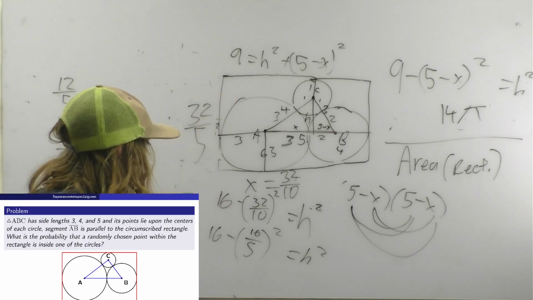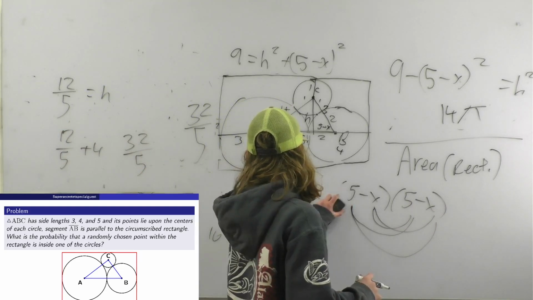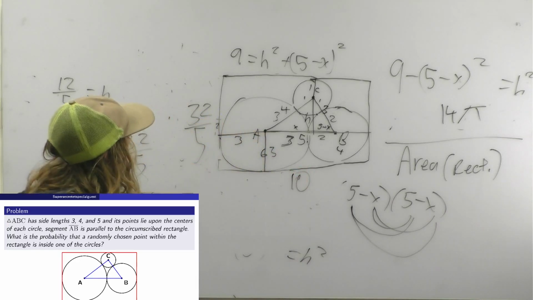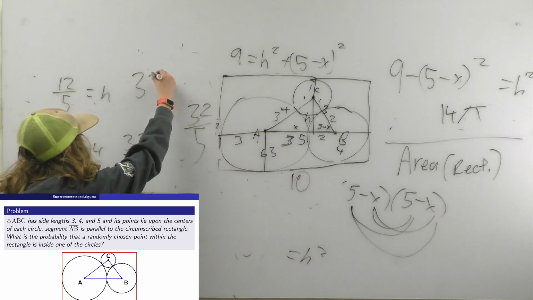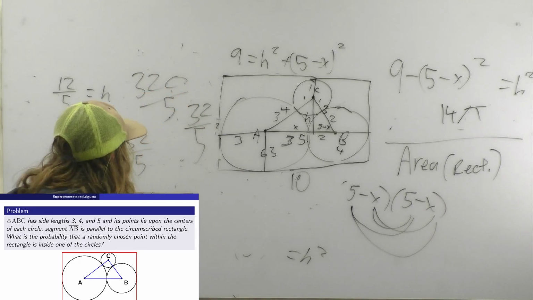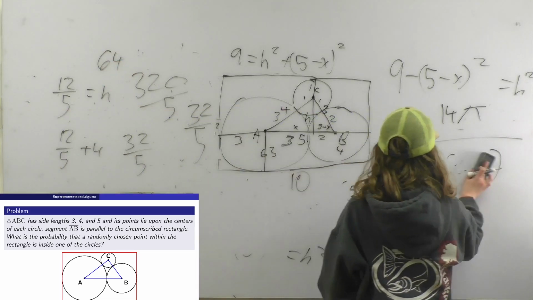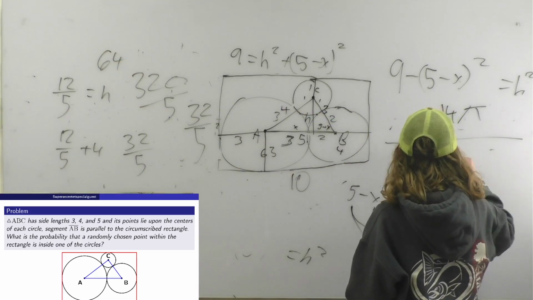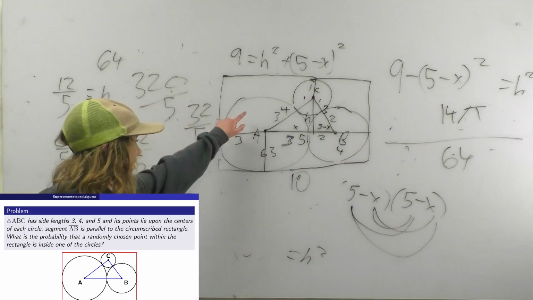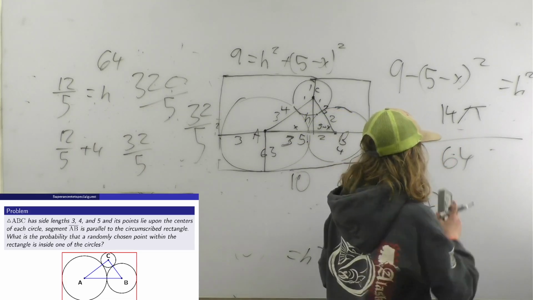And then now we just need to find the area of the rectangle. We said that this bottom length was 10. 10 times 32 over 5 is 320 over 5. And then we can just divide that to get 64. So that means, finally, our answer of the probability of putting a random point inside one of the squares is 14 pi over 64 is our answer.